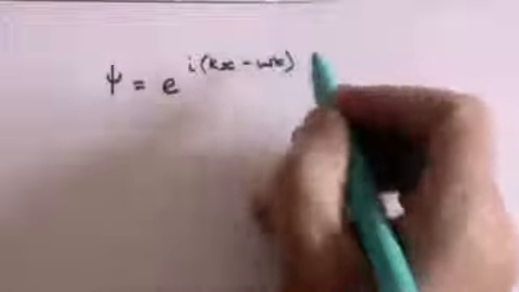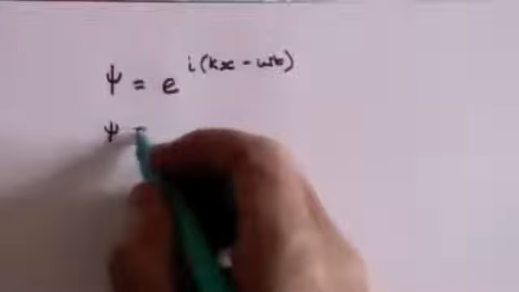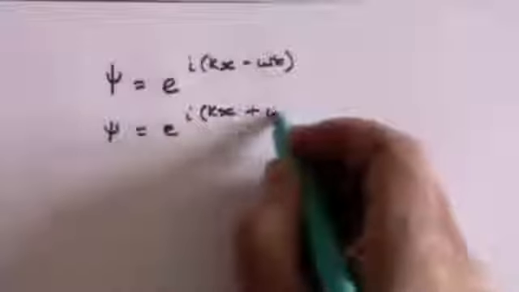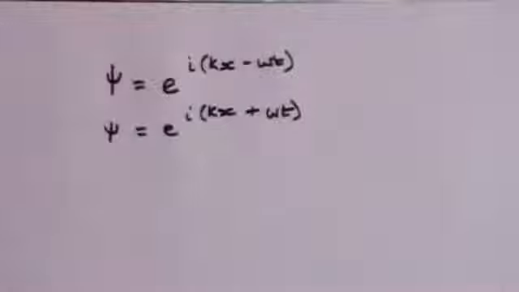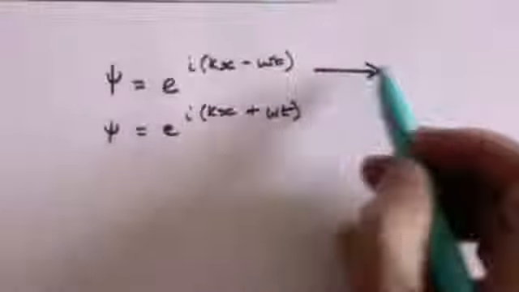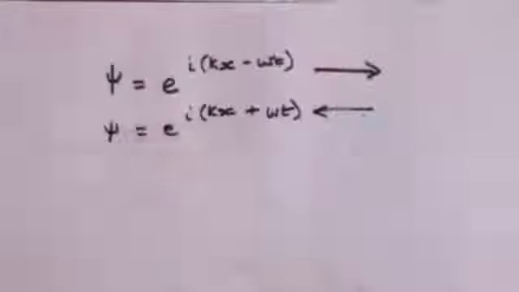Now, I just want to think for a moment about this wave that I chose to use. Psi equals e to the i(kx minus omega t). And I want to ask, how is that different from this wave? Psi is equal to e to the i(kx plus omega t). What's the difference between those two waves? The answer is that this is a wave which will move to the right in time, and this is a wave which will move to the left in time.